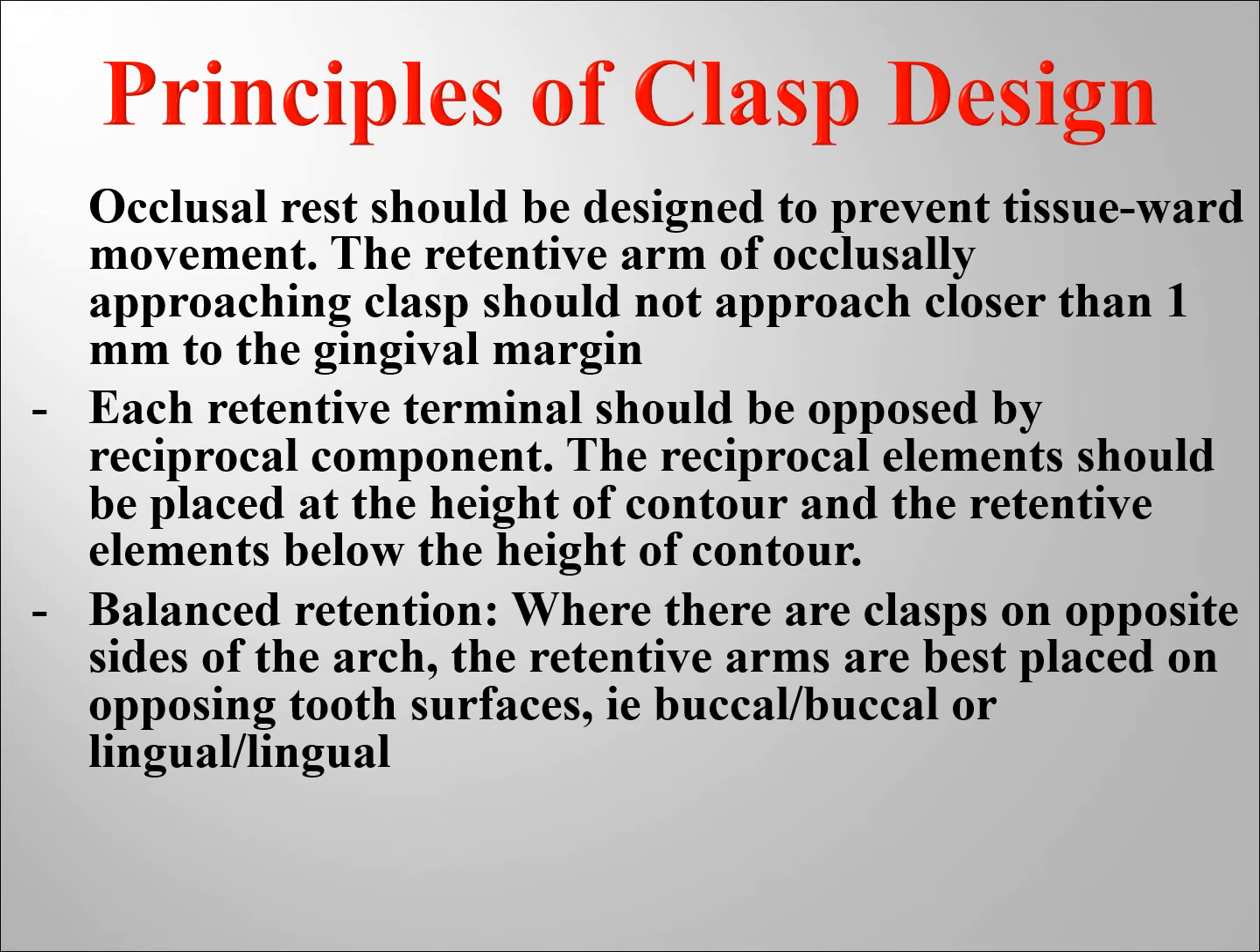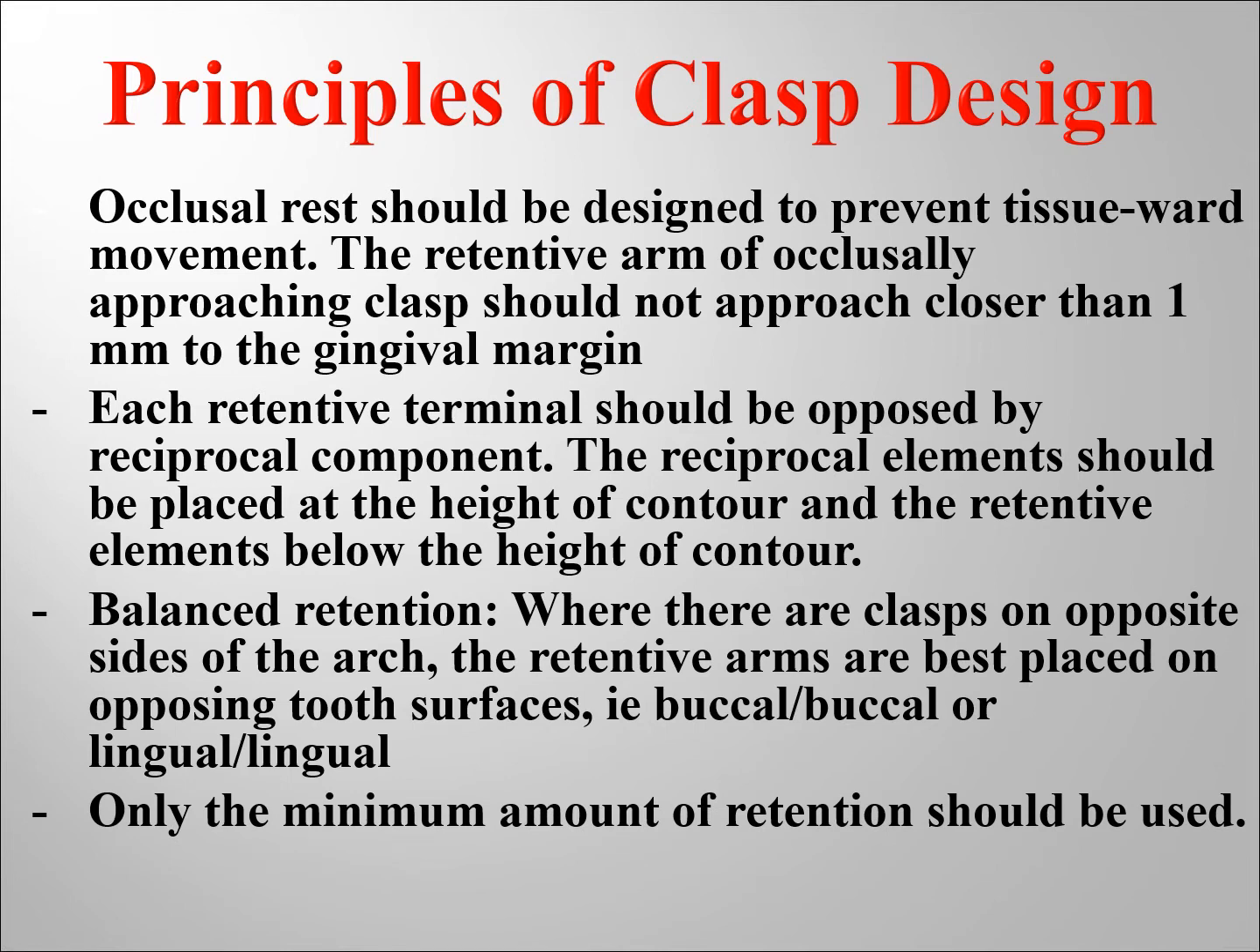Now there should be balanced retention. Where there are clasps on opposite sides of the arch, retentive arms are placed on opposing tooth surfaces. That means if you place the retentive tip on the buccal side on one tooth, on the other side it should be provided on the buccal. If you place it on the lingual, it should be provided on the lingual side of the other side.